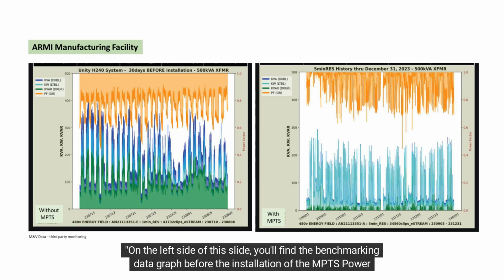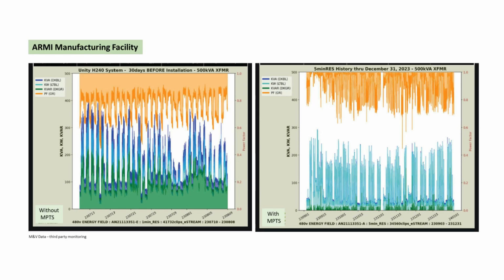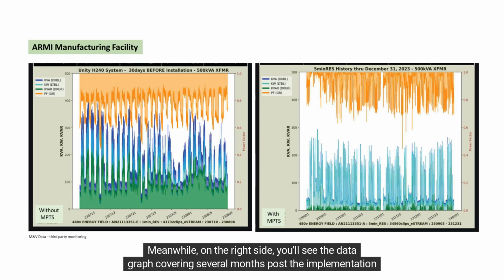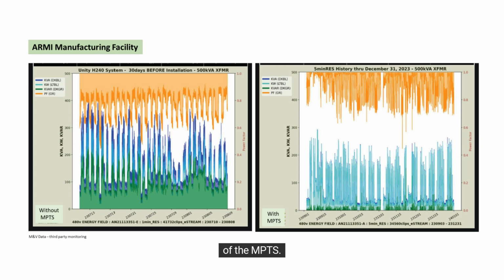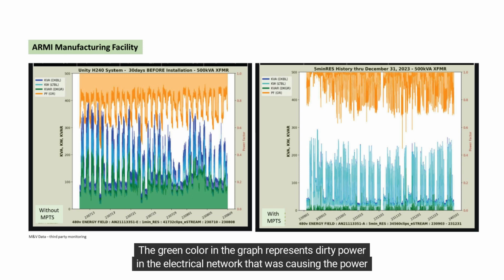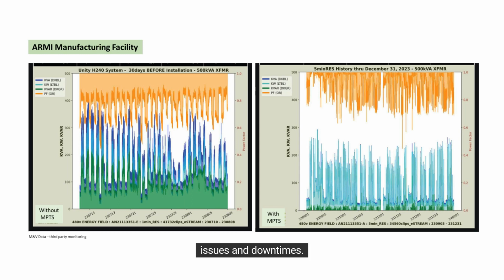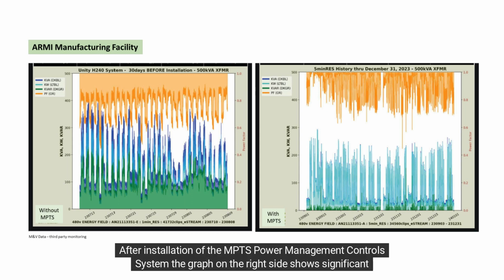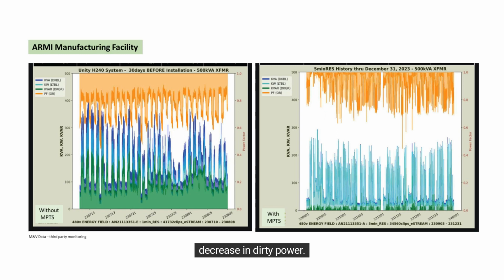On the left side of this slide, you'll find the benchmarking data graph before the installation of the MPTS power management control system. Meanwhile, on the right side, you'll see the data graph covering several months post the implementation of the MPTS. The difference is crystal clear. The green color in the graph represents dirty power in the electrical network that was causing the power issues and downtimes. After installation of the MPTS power management controls system, the graph on the right side shows significant decrease in dirty power.